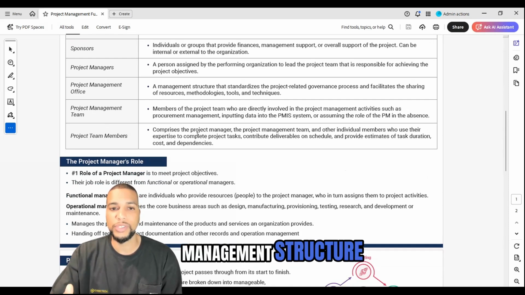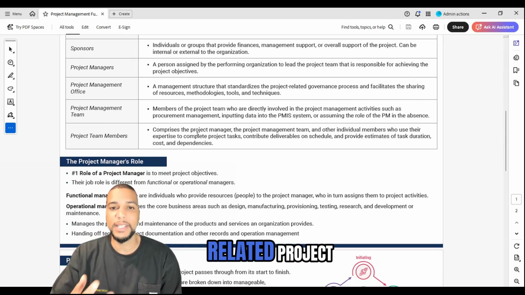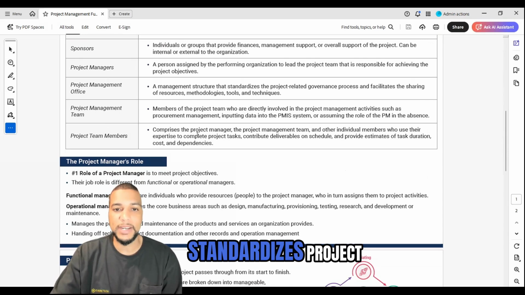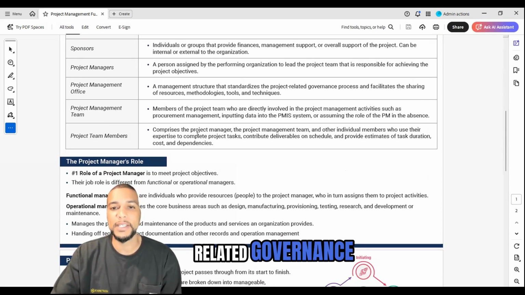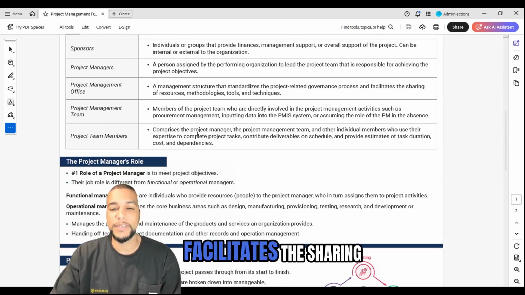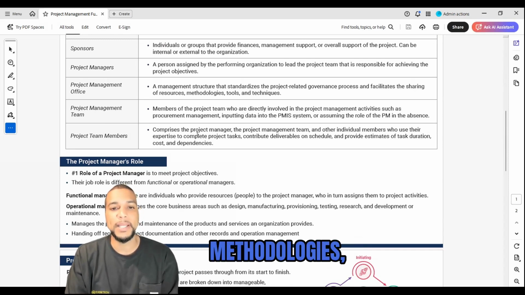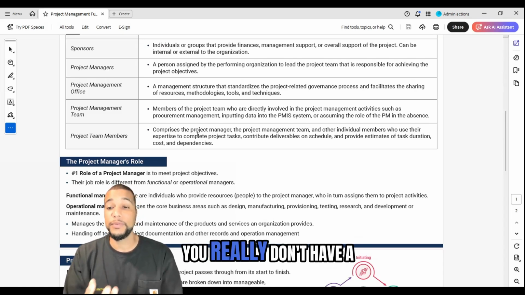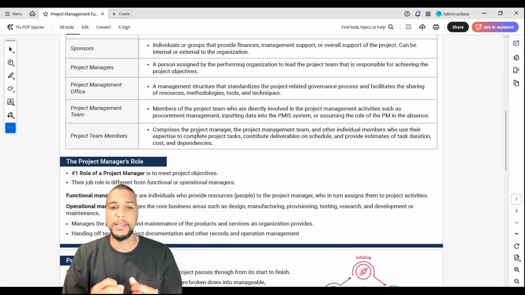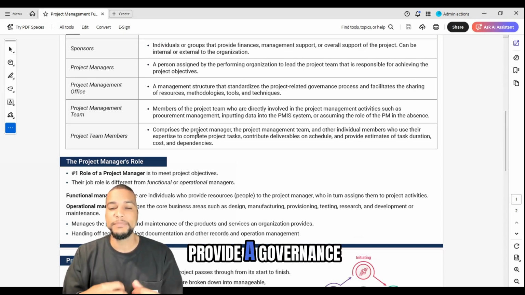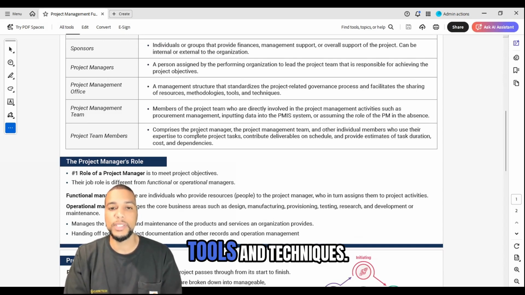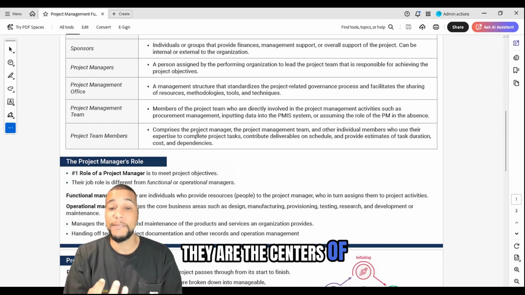The project management office is the management structure that standardizes the related project governance processes. Remember that. Standardizes project-related governance processes and facilitates the sharing of resources, methodologies, tools, and techniques. So without the PMO, you really don't have a governance structure. The PMO is there to provide a governance structure and to share resources, methodologies, tools, and techniques. They are the centers of excellence.